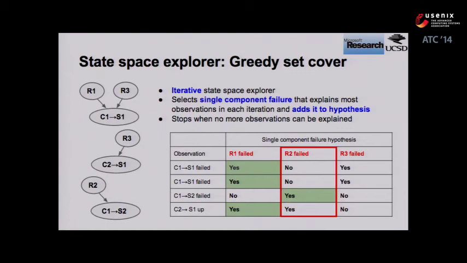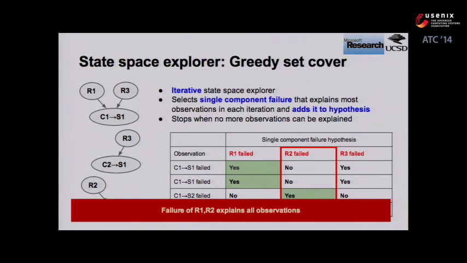Then greedy set cover tries to explain the remaining observation. And we can see that the failure of R2 nicely explains the remaining observation. And so the hypothesis that greedy set cover comes up with is that the simultaneous failure of R1 and R2 explains all observations. So I'm going to present this as my hypothesis to the localization algorithm. So greedy set cover has succeeded.